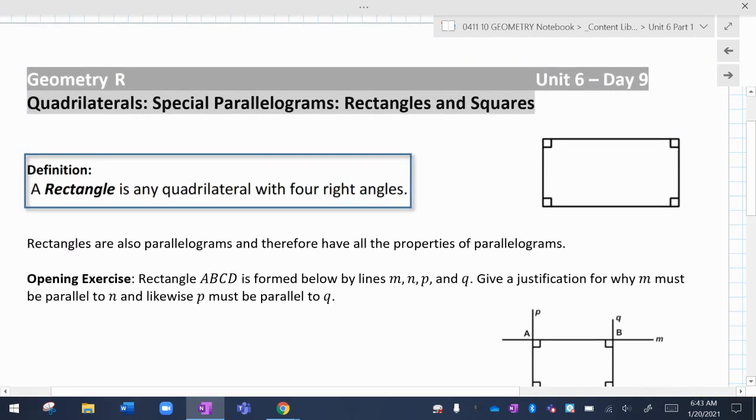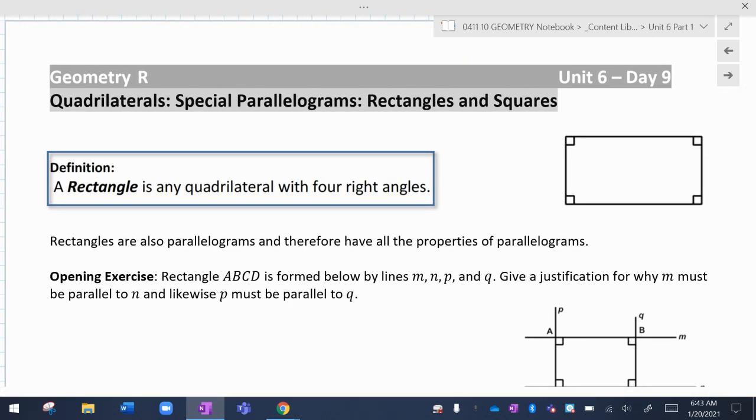Hello, geometry. So we're going to continue our work with quadrilaterals today and talk about another type of special parallelogram, a rectangle, and then also a square. And before I get started, I'm going to say something that you've probably heard me say before, which is don't forget what you already know. We're going to talk about some things about rectangles and squares that you might not know, but don't forget to rely on your knowledge of what a rectangle and a square actually is.